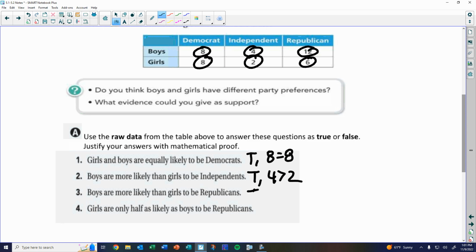So, pretty easy so far, right? What about girls are only half as likely as boys to be Republicans? Yeah, because 6 is half of 12, right?